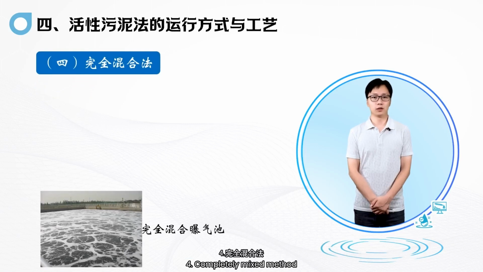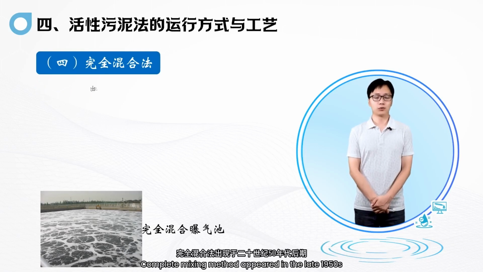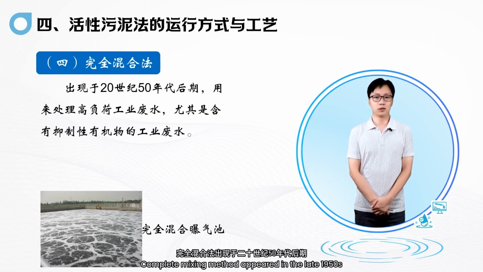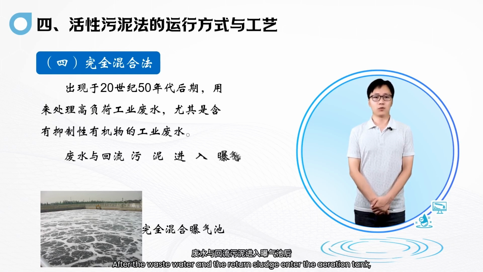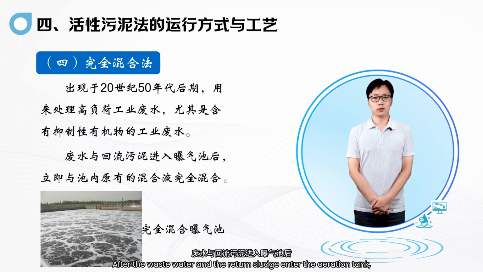4. Completely mixed method. The complete mixing method appeared in the late 1950s and is used to treat high-load industrial wastewater, especially industrial wastewater containing inhibitory organic matter. After the wastewater and the return sludge enter the aeration tank, they immediately and completely mix with the original mixed liquid in the tank.